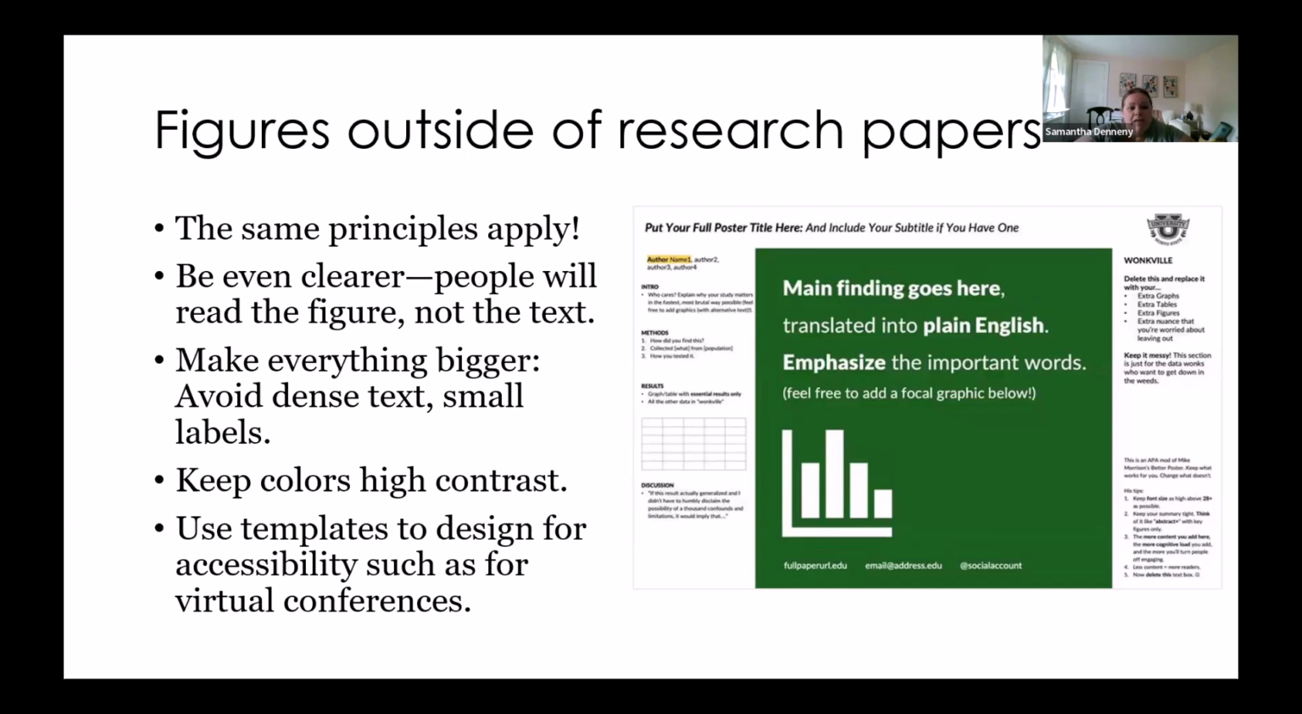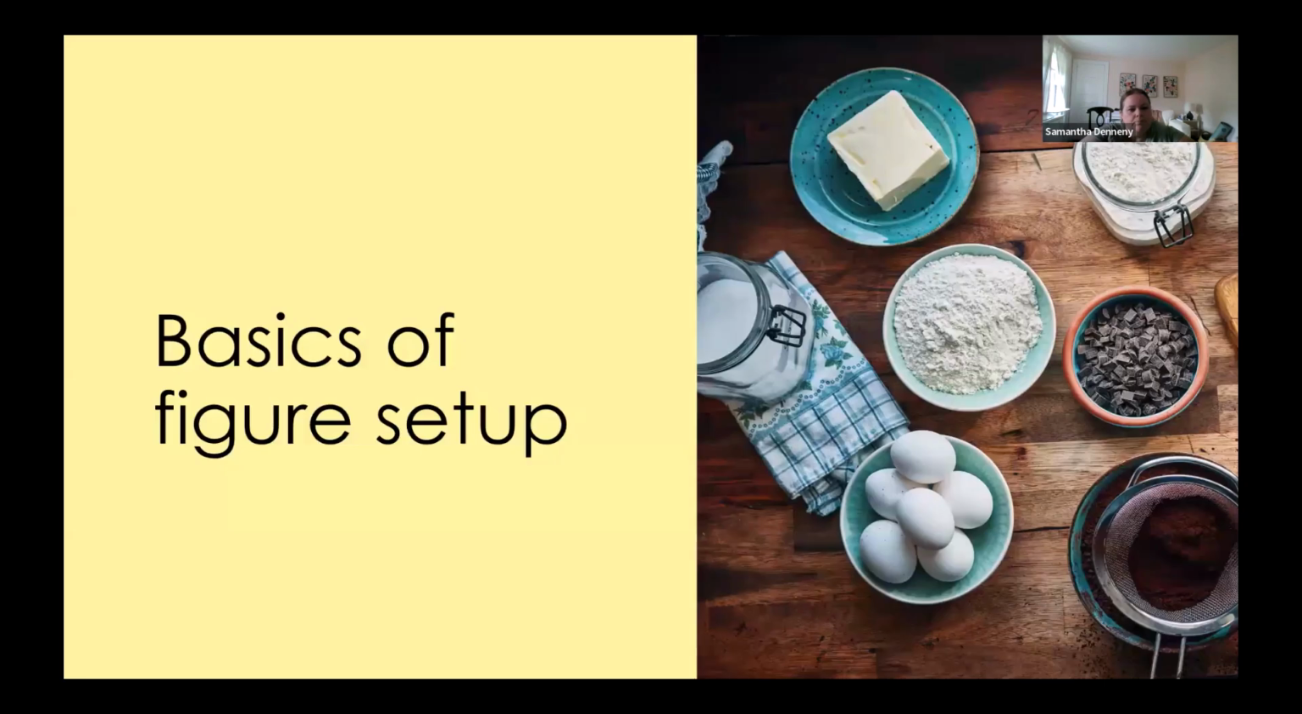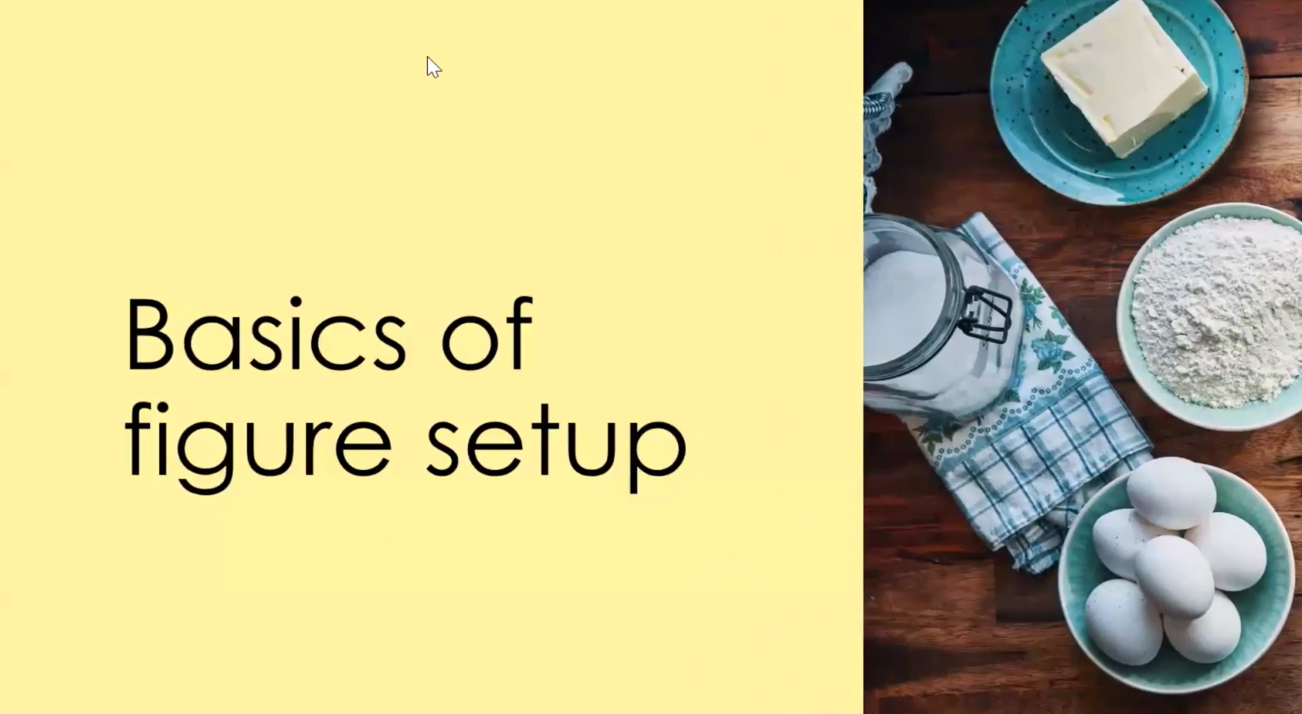It's important to make everything bigger. You want to stand out in that poster session, avoid dense text and small labels. You want to keep the colors high contrast, which again, Chelsea will talk about later. And you can use templates to design for accessibility and things like virtual conferences. So the image on your screen is actually from APA's convention. That's their recommendation and template for how to create a poster. So I'll send that link to you in the chat. So next page. So now Jasmine's going to talk about the basics of figure set.